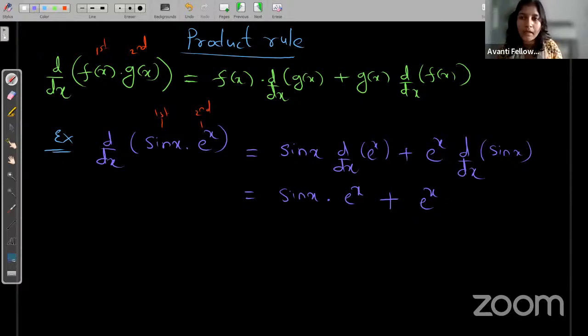Come on. Yes. Tell me quickly in the chat box what is the differentiation of sin x. Zora, DPMK, some students have joined. So tell me what's the differentiation of sin x?